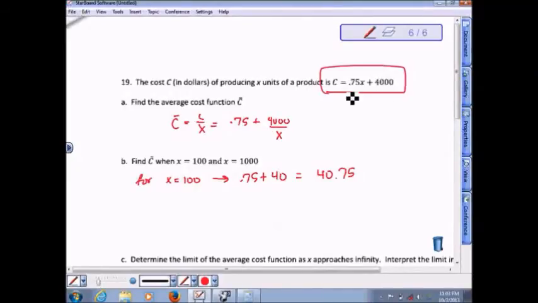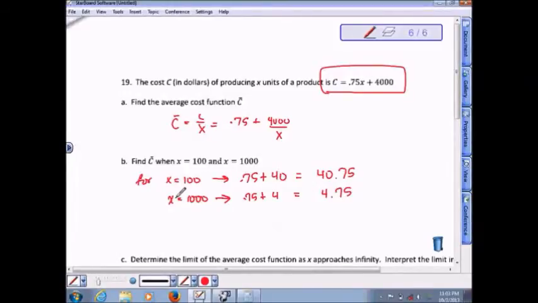Now, if we go back and take a look at the cost function, they have a pretty small unit cost, 75 cents per unit, but they have a pretty large initial cost here of $4,000. So they're not producing very many with x equals 100. And because of such a high initial cost, their average cost is going to be rather high, but as they start to produce more, so for x equals 1,000, this is 0.75 plus 4,000 divided by 1,000, which is 4, so you can see that dramatically reduces the average cost per unit of producing that commodity.